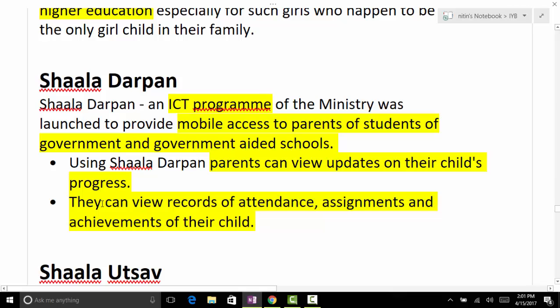Shala Darpan, an ICT program. Parents can get access to their child's progress in the school. They can view records of attendance, assignments, and achievement of the child. Now the child won't be able to lie to their parents that yes, I'm going to school regularly, I'm getting good grades. Now the parents would have access to their performance and role in the school. So mobile access to parents in government and government aided schools.